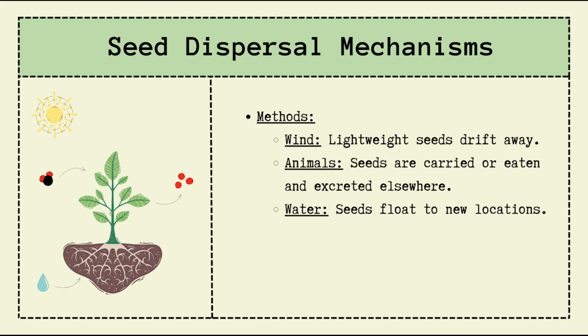Seed dispersal mechanisms. Plants use various methods to spread their seeds. Wind-dispersed seeds are light and may have wings or fluff, like dandelions. Animals help by carrying seeds on their fur or through digestion. Water-dispersed seeds, like coconuts, float and travel through streams or oceans. Each method ensures the plant finds new areas to grow.